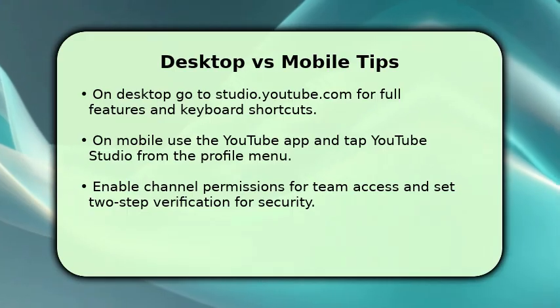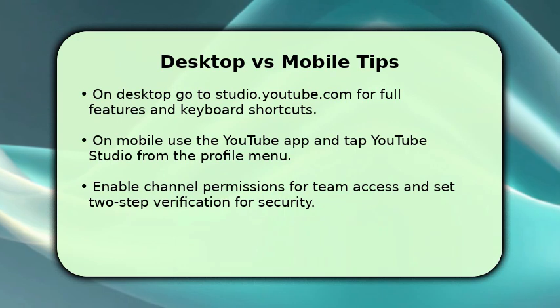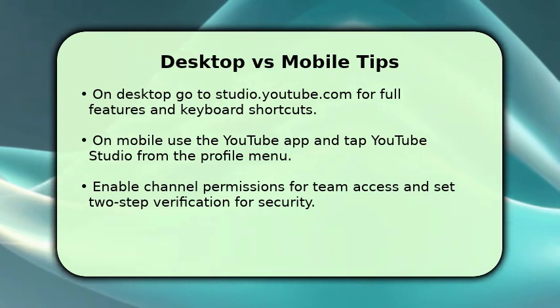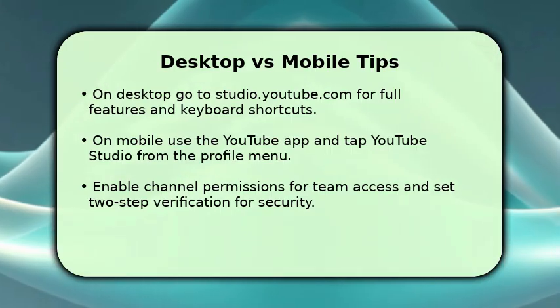On mobile, open the YouTube app, tap the profile icon, and choose YouTube Studio from the menu. Consider enabling channel permissions for team members and set two-step verification to protect your account.